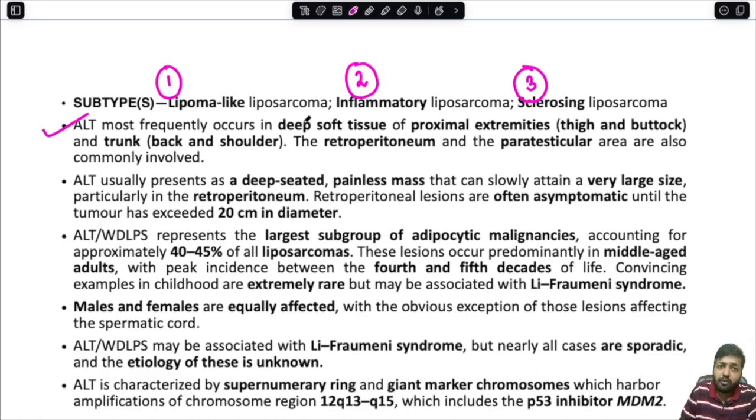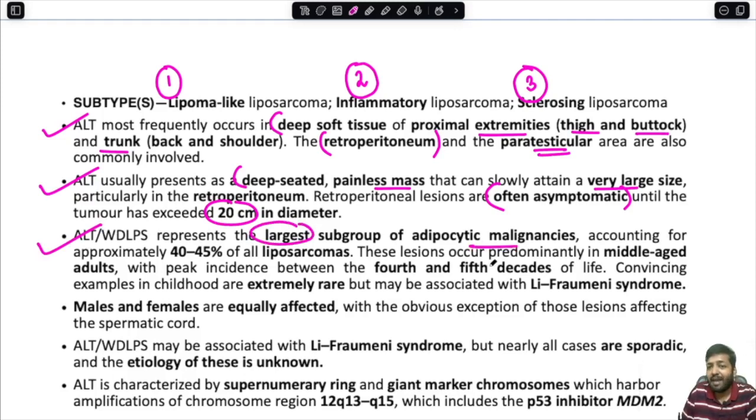So, ALT most frequently occurs in the deep soft tissues of proximal extremities, the thighs and the buttocks, and the trunk, back and the shoulders. The retroperitoneum and the paratesticular area are also commonly involved. ALT usually presents as a deep-seated painless mass that can slowly attain a very large size, particularly in the retroperitoneum. Retroperitoneal lesions are often asymptomatic until the tumor exceeds 20 centimeters in diameter. ALT/WDLPS represents the largest group of adipocytic malignancies, accounting for approximately 40 to 45% of all liposarcomas. These lesions occur predominantly in middle-aged adults with peak incidence between the 4th and 5th decades of life.